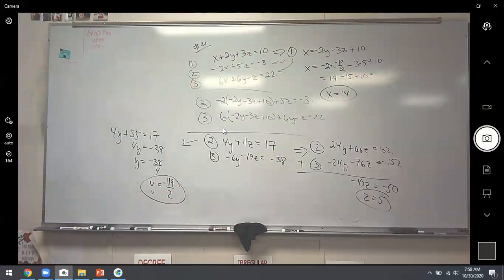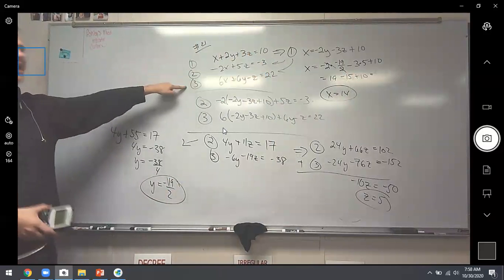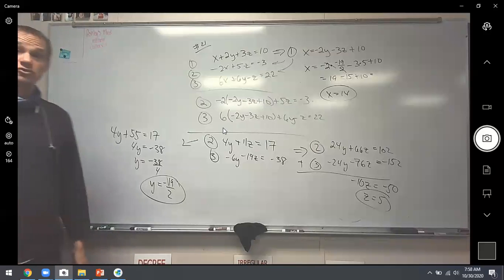That's a little suspicious of an answer to me. So if I was on a test and I got something weird like that, I would pick one equation at random, type these in, and actually make sure it works. I'll pick the last one, for example. So I'm going to do 6 times x, 6 times 14, plus 6 times y, times negative 19 halves, and then minus the z. And I do get 22.